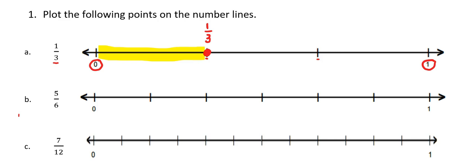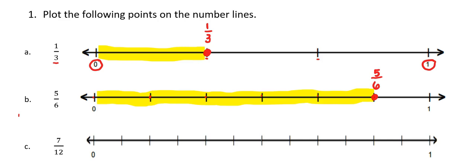Again, our whole has been broken into the 6 pieces. I need 5 of those. So if I start at the 0, I can just count. So I have 0/6, 1/6, 2/6, 3/6, 4/6, 5/6. So there's my 5/6. And I will shade in that whole section of the number line to give us a better idea of how big 5/6 is.